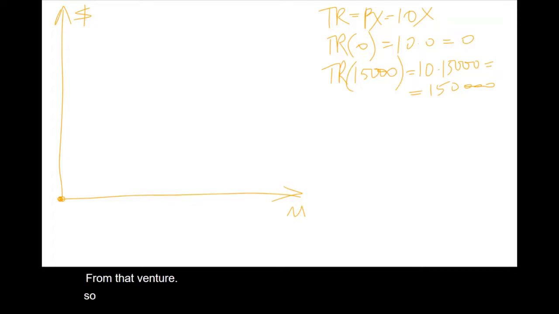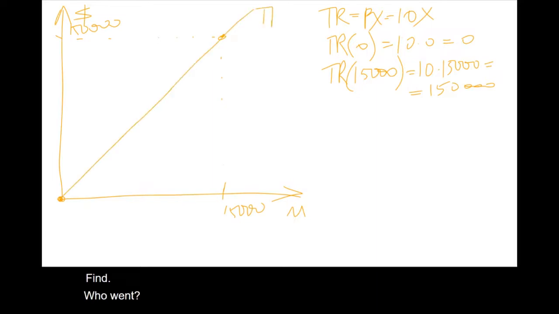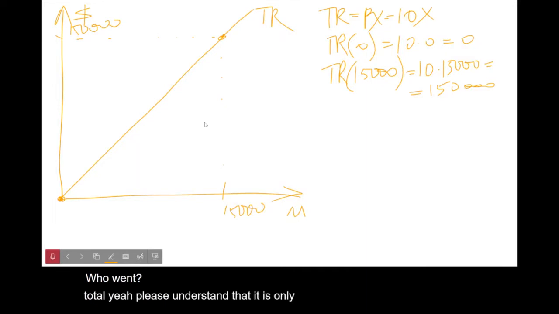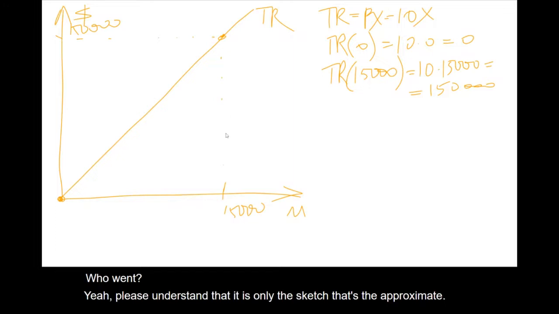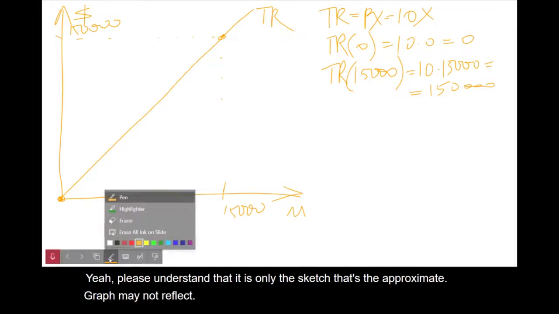So we have an idea of the maximum we can get from that venture: 15,000 units and 150,000 dollars. So we find the total revenue point. Please understand that this is only a sketch, an approximate graph. It may not reflect the real picture.